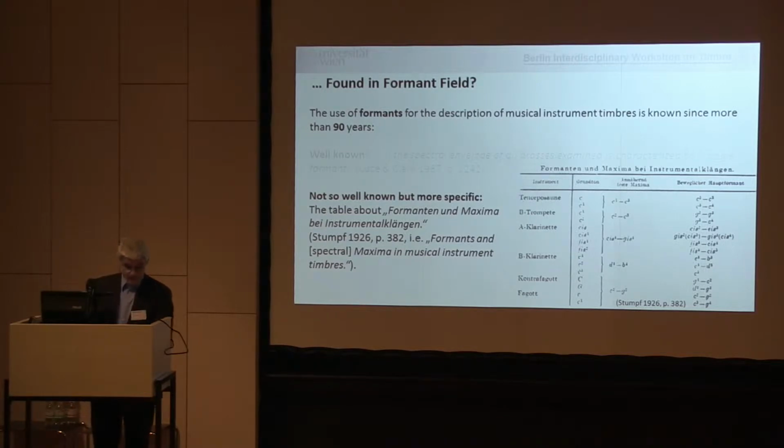Before this time, the word formant, in its sense of a fixed and pitch-independent spectral maximum, was used for the description of vowel timbres only, as it was introduced by Ludimar Hermann in 1896. And because of their pitch independency, formants should be a good choice when it comes to the description of musical instrument timbres as a whole instead of a single sound.